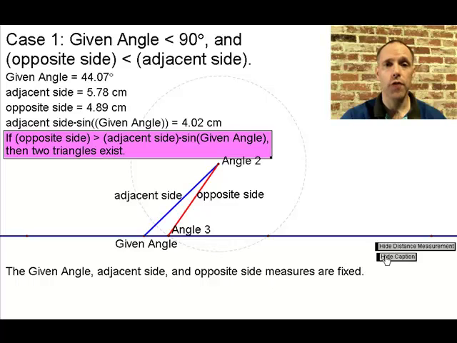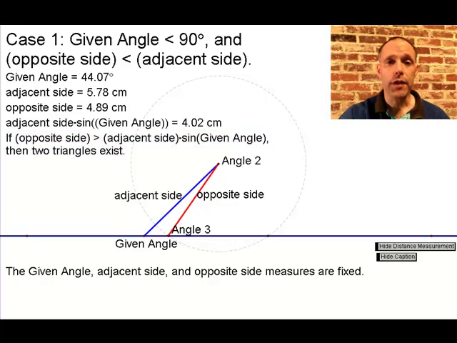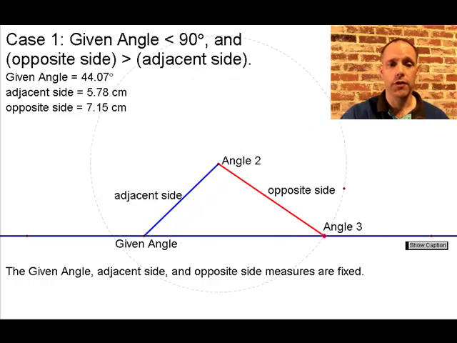are two different triangles. In these three examples, we've specified that the given angle has to be acute, less than 90 degrees. The side opposite that angle has to be smaller than the side adjacent to that angle. Now, what happens if the side opposite our given angle is larger than the adjacent side? Well, in this diagram, I have an acute angle as the given angle, and the opposite side is larger than the adjacent side. And I have exactly one triangle possible.